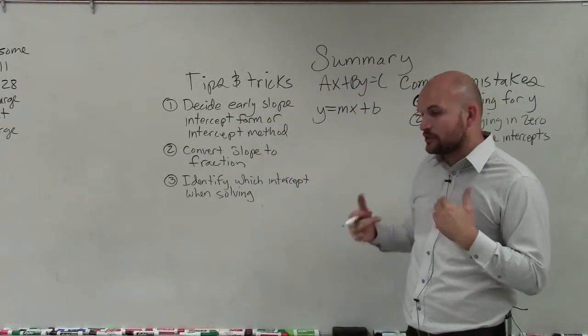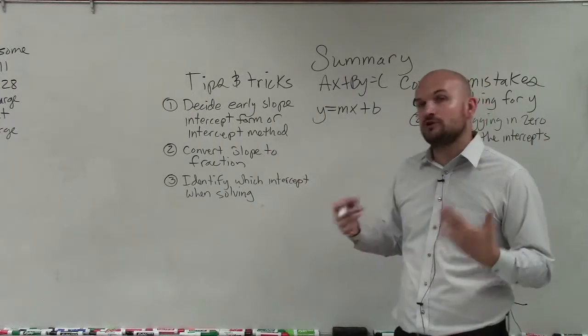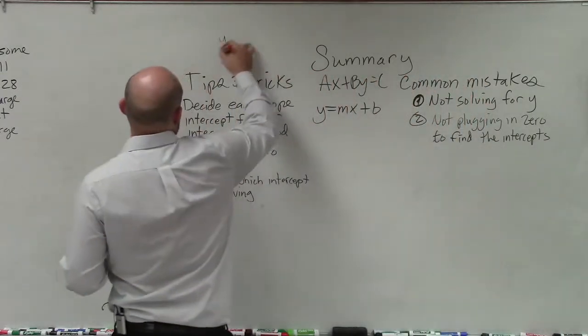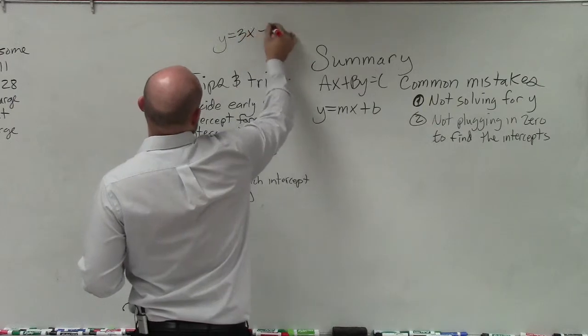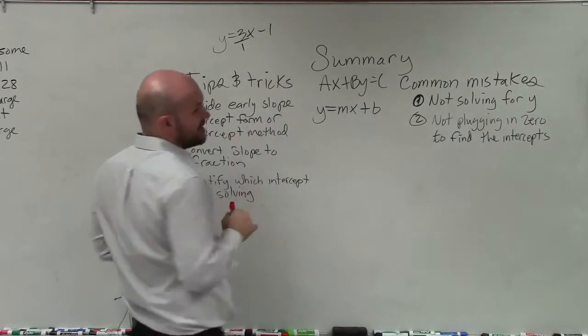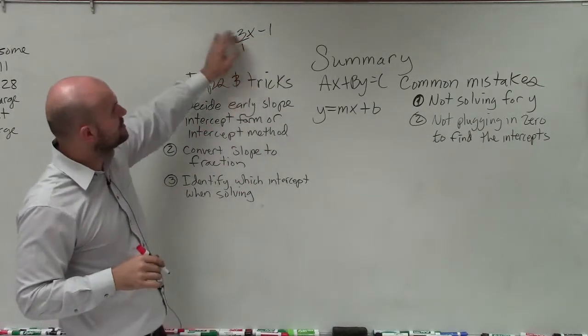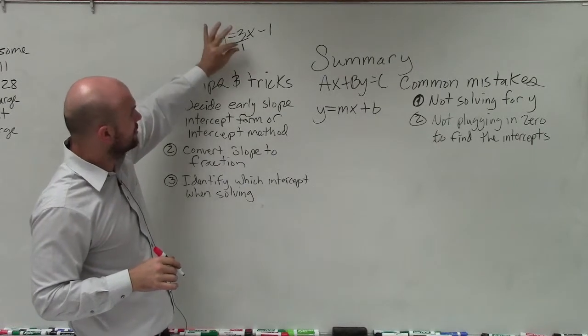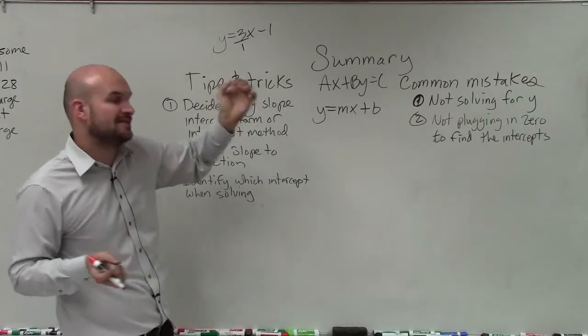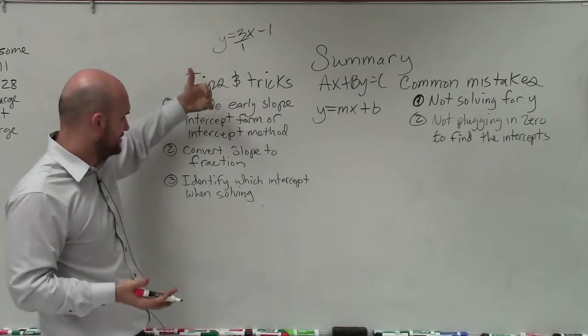Another thing is when you're graphing in slope-intercept form, make sure you convert your slope into a fraction. A lot of times I have students that have trouble when it's like 3x minus 1. Remember, your slope is a ratio, right? It's the change in the y-coordinates over the change in the x-coordinates between any 2 points. So write your slope as a ratio.